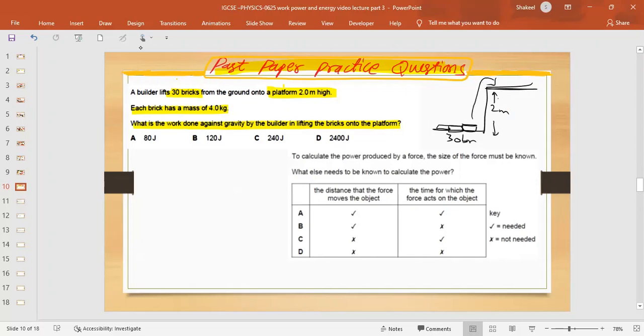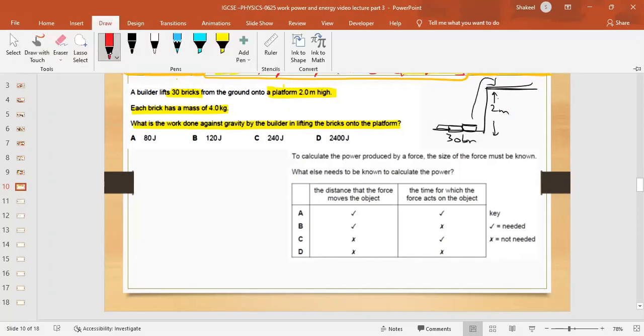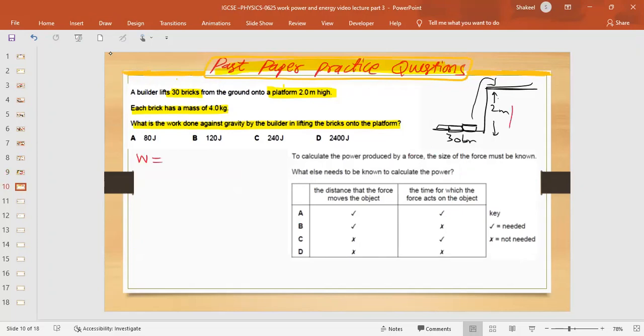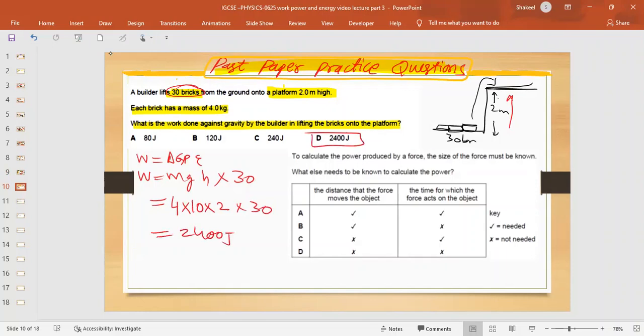So how much work will he do? Well, quite a simple thing. The work in this case, as it is moving up and gaining height, will be equivalent to the change in GPE. So work is mgh. And as there are 30 bricks, you have to multiply that by 30 as well. Each brick has a mass of 4 kg, g is 10, height is 2 meters, and you multiply by 30, so you get an answer of 2400 joule, which is option D.